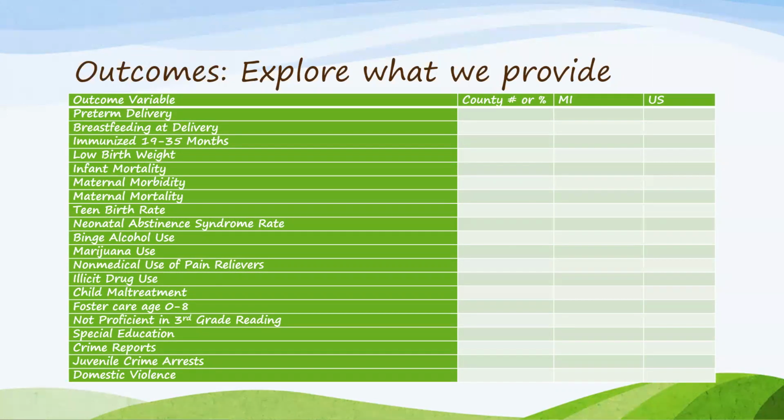You've been provided with data on preterm delivery, breastfeeding at delivery, immunized 19 to 35 months, low birth weight, infant mortality, maternal morbidity, maternal mortality, teen birth rate, neonatal abstinence syndrome rate, binge alcohol use, marijuana use, non-medical use of pain relievers, illicit drug use, child maltreatment, foster care age 0 to 8, not proficient in 3rd grade reading, special education, crime reports, juvenile crime arrests, and domestic violence.